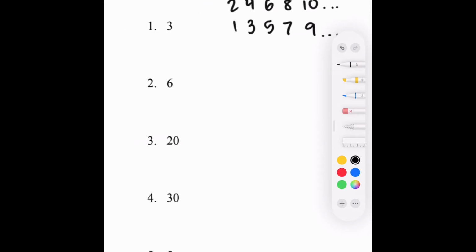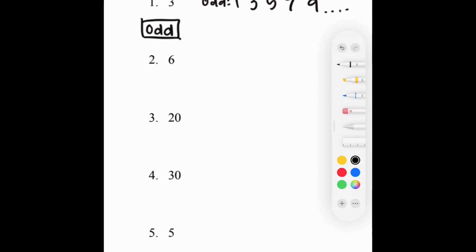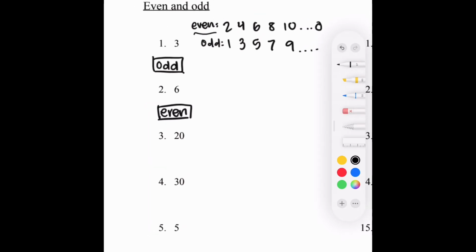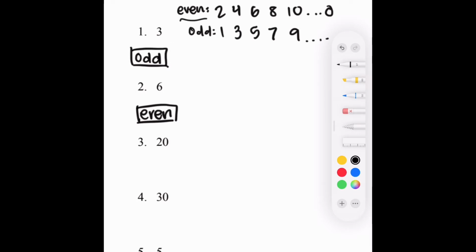So if we look at number 1, the only number here is 3. And over here I said that number 3 belongs in the odd section. So number 1 is an odd number. Number 2 gives us 6, and if we look here, it is in the even section, so this would be an even number. Oh, even also includes 0. Okay, so number 3, it is 20, and the last number is 0, which means that it is an even number.